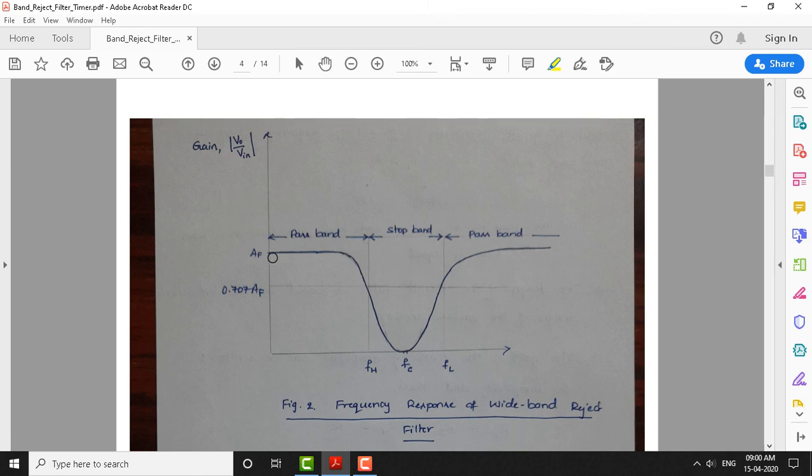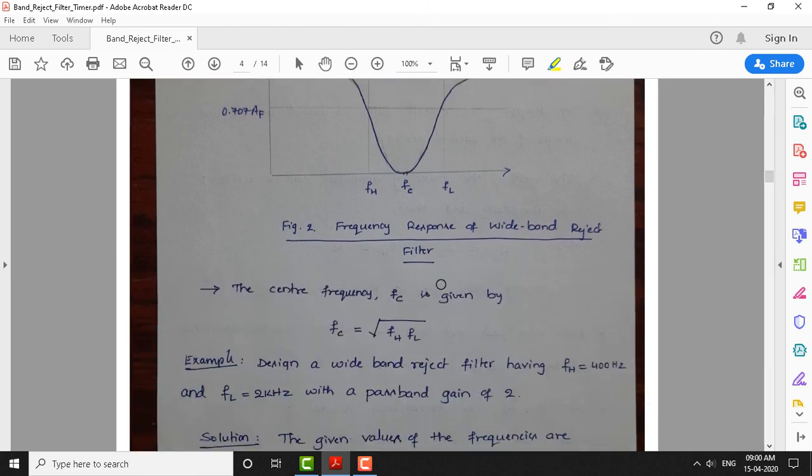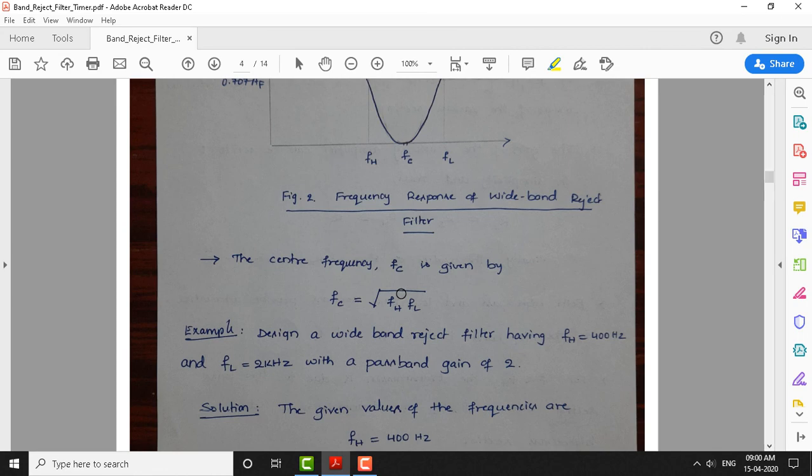The maximum gain is AF, and if we decrease that by 3 dB, which is equivalent to 0.707, that gives us the bandwidth here. So the bandwidth for the wide band reject filter is FH minus FL. Therefore, this is the frequency response of the wide band reject filter. The center frequency of the wide band reject filter is given by the square root of the product of FH and FL.